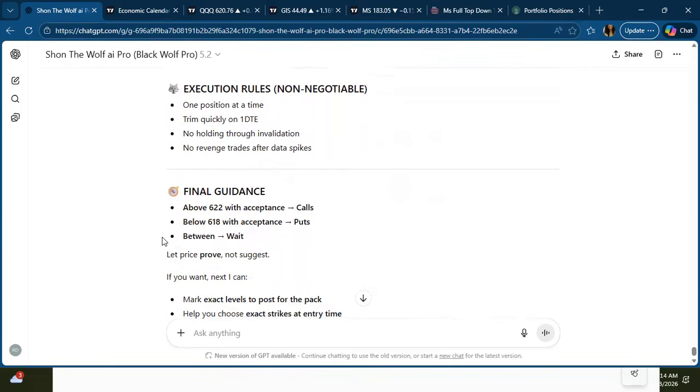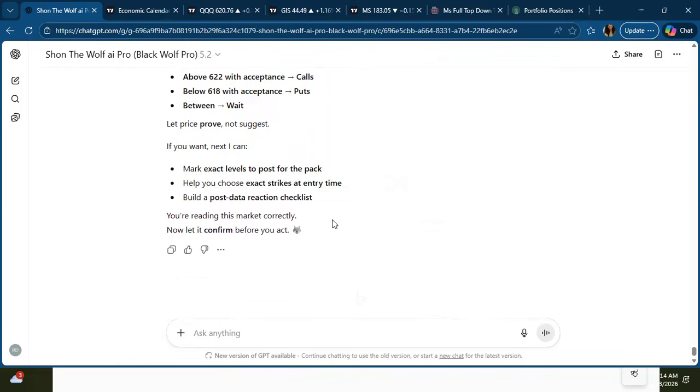So here are some rules, and then the final judgment is above 622 with acceptance, you get calls. Below 618 with acceptance, you get puts. Acceptance are those confirmation candles, not wicks, showing that we are going to hold under 618, or showing that we're going to hold above 622.